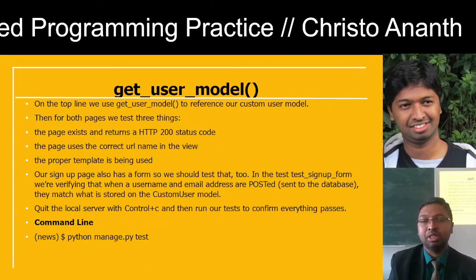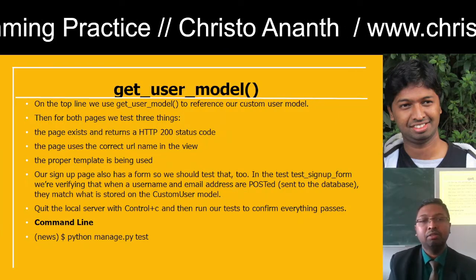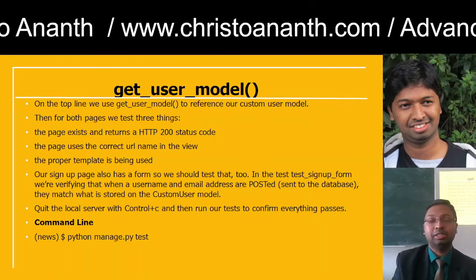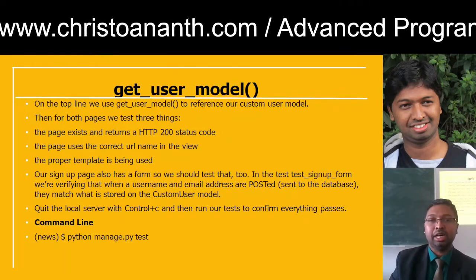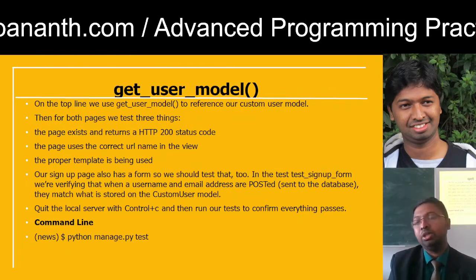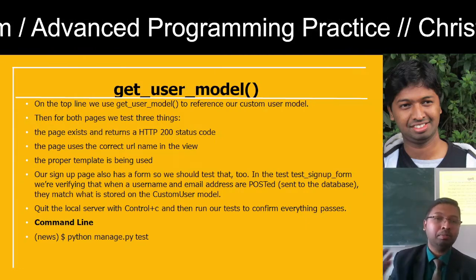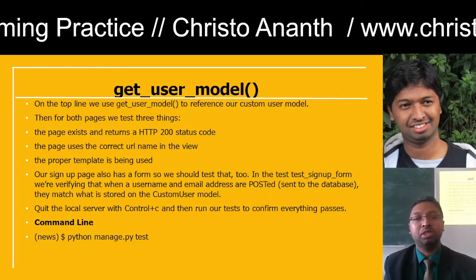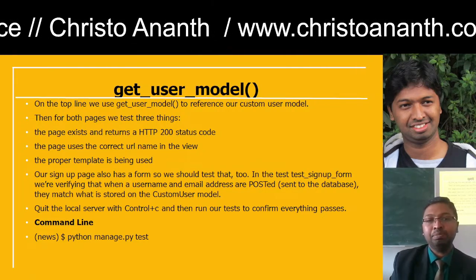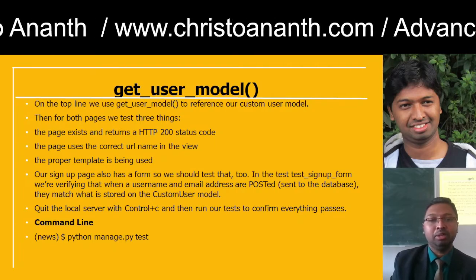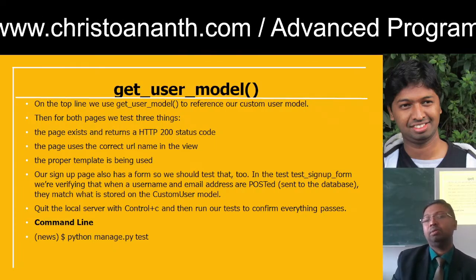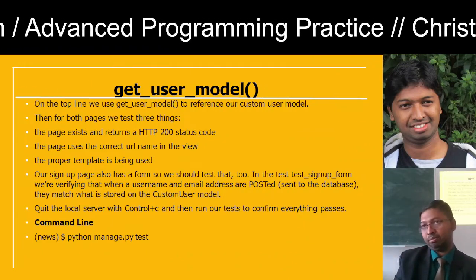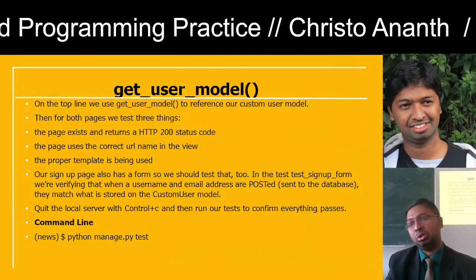So for both pages that we have added, you can go with adding three things and test those three things. The page exists and returns an HTTP 200 status code, the page uses the correct URL name in the view, and the proper template is being used. Our sign up page is a form, so we are verifying whether the username and the email address are posted correctly, and if they match, then it is stored in the custom user model.